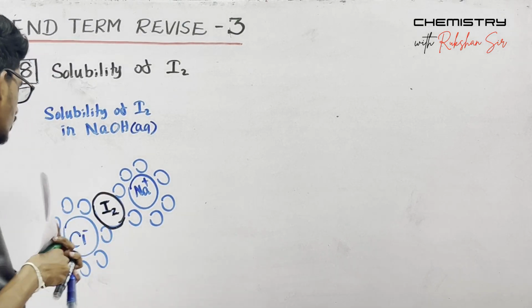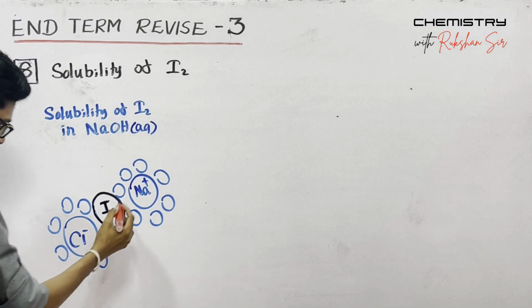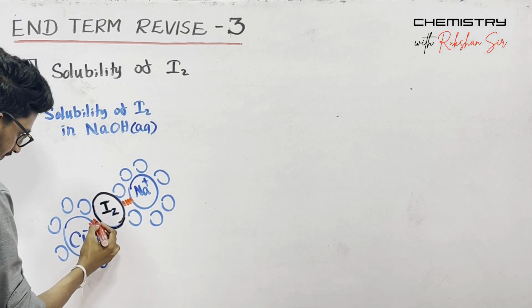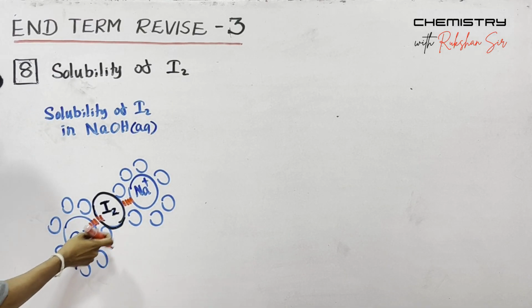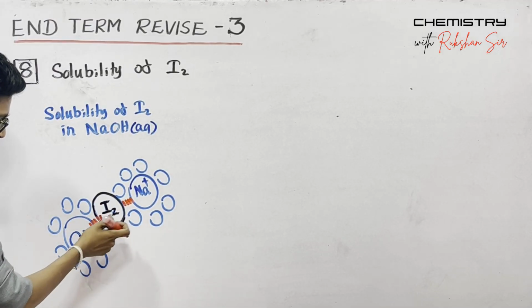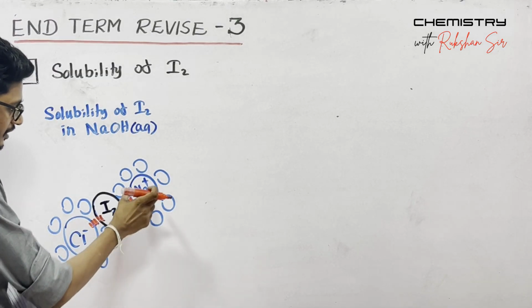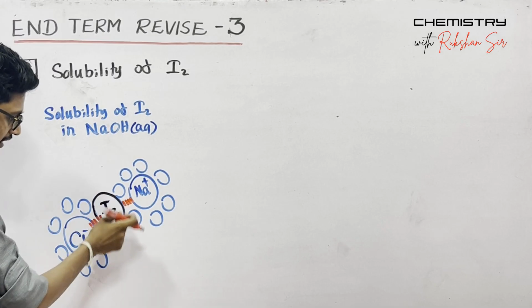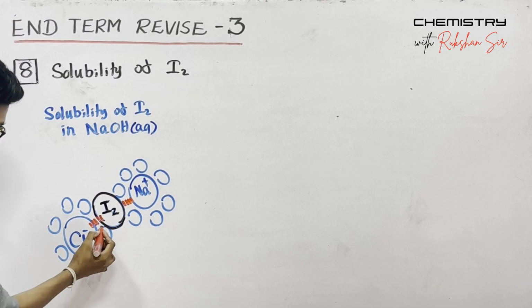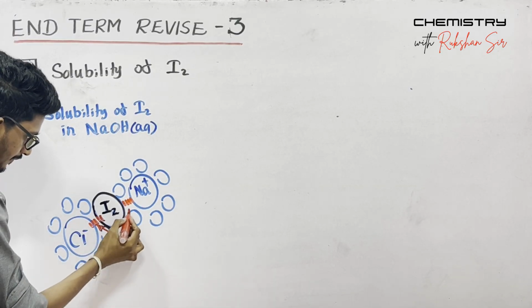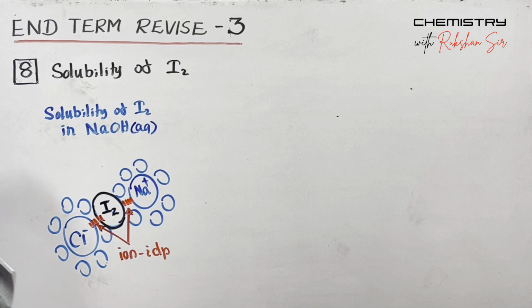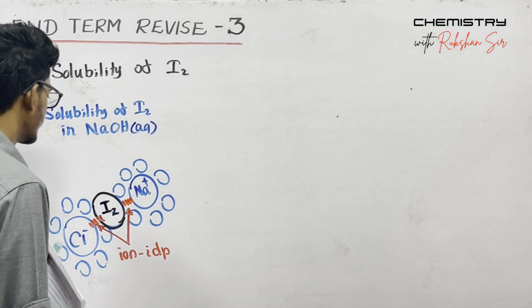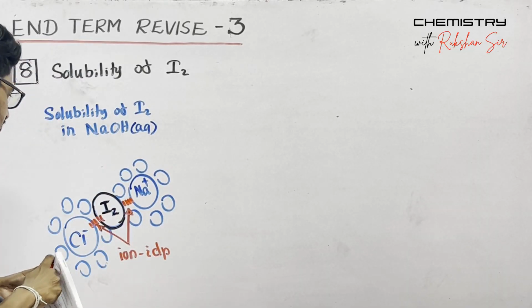Now this I2 molecule can form this kind of strong interactions here. What is this strong interaction kind? This is referred to as ion induced dipole interactions. These are ions, species with complete charges. These are non-polar species, that means induced dipoles. So you would observe the ion induced dipole interactions in a system of I2 in NaOH aqueous.